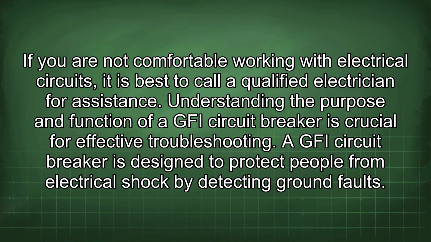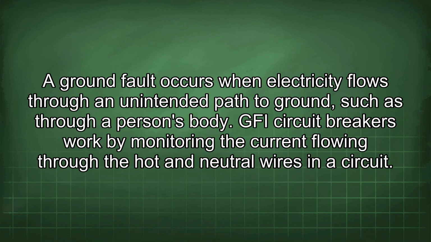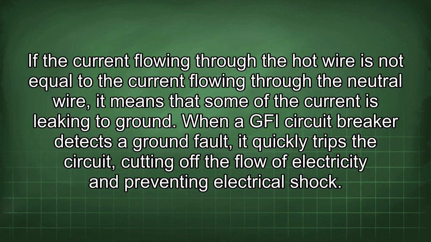A GFI circuit breaker is designed to protect people from electrical shock by detecting ground faults. A ground fault occurs when electricity flows through an unintended path to ground, such as through a person's body. GFI circuit breakers work by monitoring the current flowing through the hot and neutral wires in a circuit. If the current flowing through the hot wire is not equal to the current flowing through the neutral wire, it means that some of the current is leaking to ground.